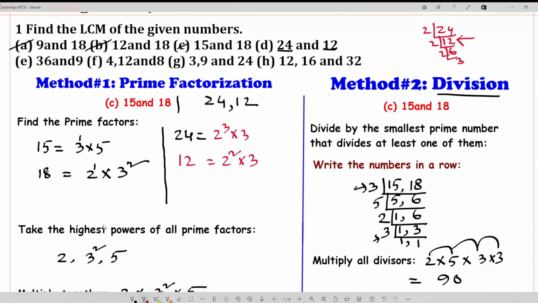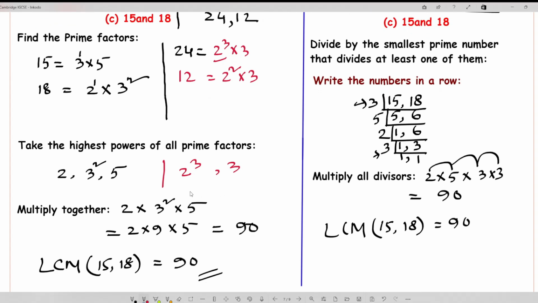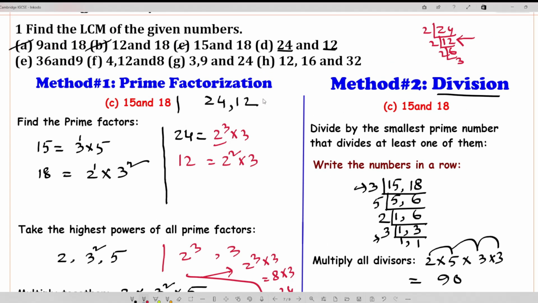Now take the highest power of all prime factors. Here the highest are 2 cube and 3, right? So what will be the answer? Once we multiply, it means 2 cube times 3, it's 8 times 3, it means 24, and 24 is our LCM of 24 and 12. LCM is 24, right?